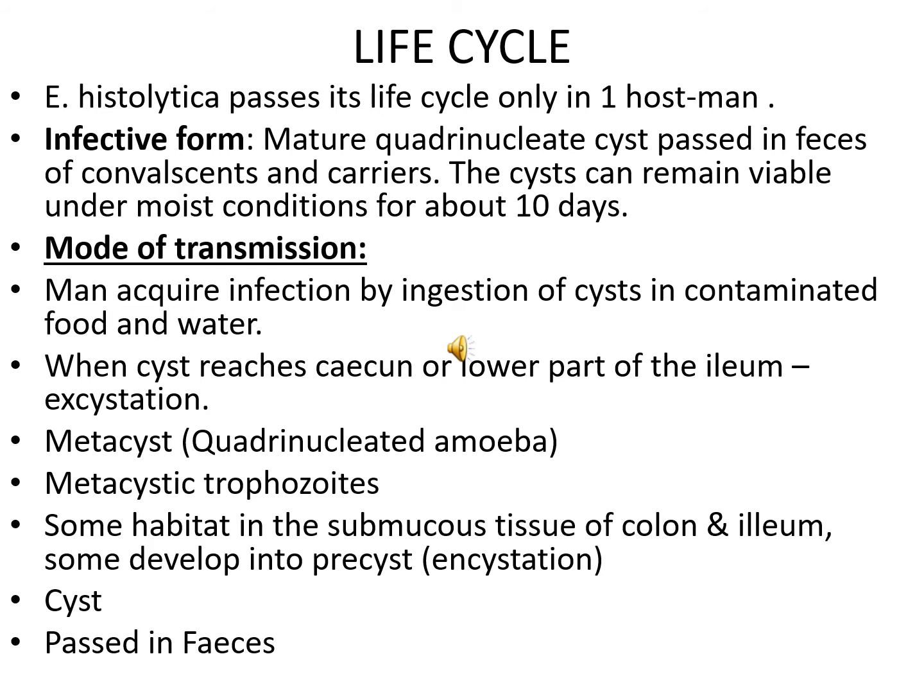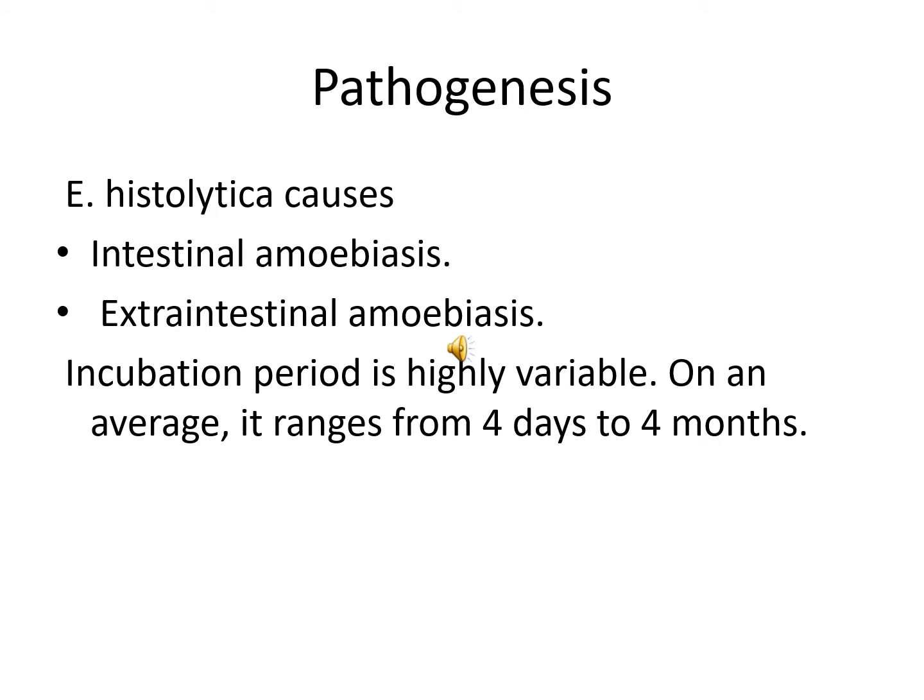Excystation takes place. That's where it forms a quadrinucleated amoeba, or then metacystic trophozoites. Some trophozoites inhabit the submucosal layer and cause colonic ulcers. Some develop into precyst and cyst, and they are passed in the feces. So this is the pathogenesis.